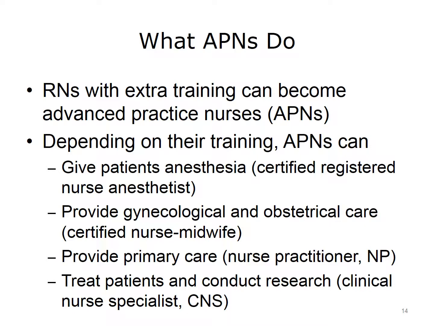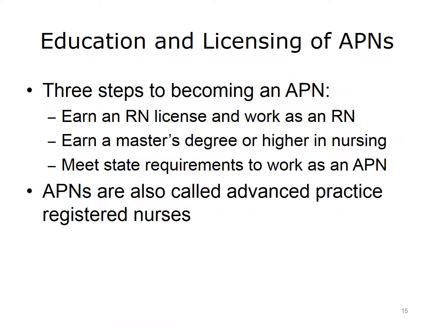A certified registered nurse anesthetist can give anesthesia to patients. A certified nurse midwife can provide certain kinds of gynecological and obstetrical care to women. A nurse practitioner often provides primary care to patients and may write prescriptions depending on the state licensure laws. A clinical nurse specialist who specializes in one area of medicine can treat patients, conduct research, and work as an administrator, among other tasks. To obtain work, APNs must already be licensed as RNs and have work experience as RNs.